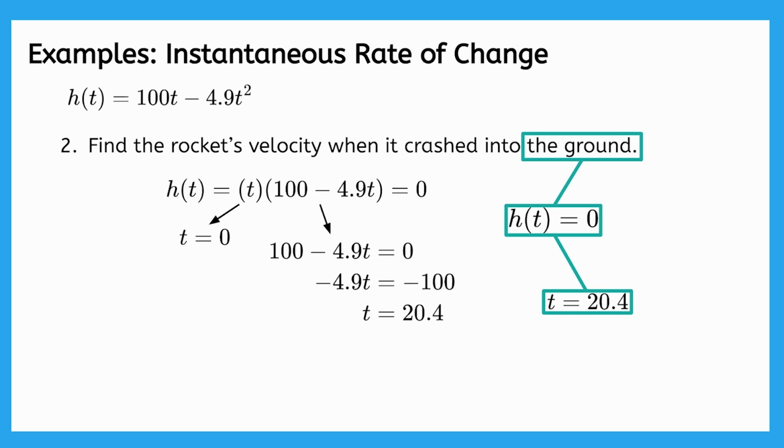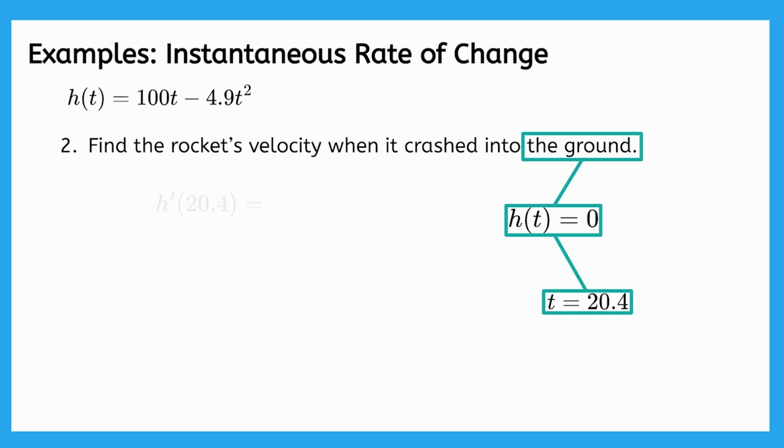Now that we've found that point, we just need to find the derivative there. Take a moment to calculate this derivative if you need to. H prime at 20.4 seconds is equal to negative 99.9 meters per second. In other words, when Mia crashed, her rocket was flying at almost 100 meters per second. She's lucky she didn't get hurt.